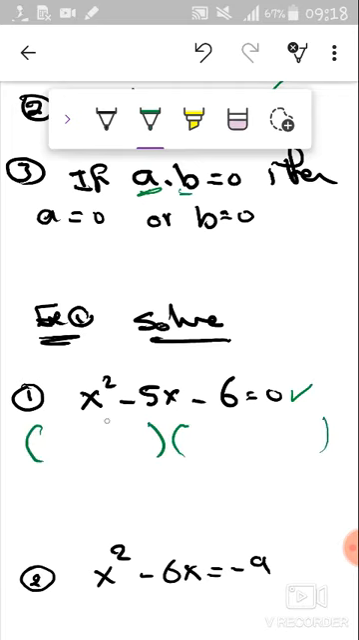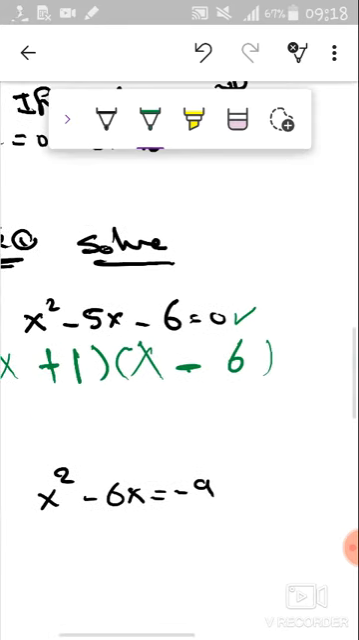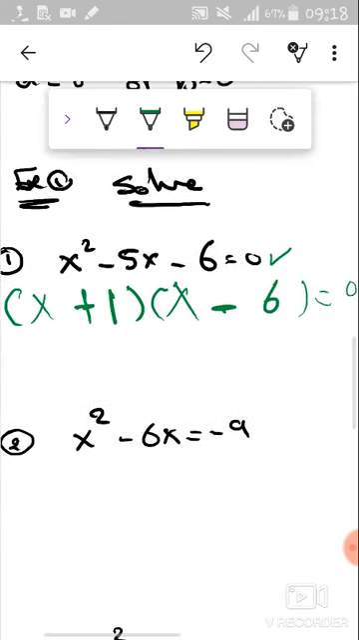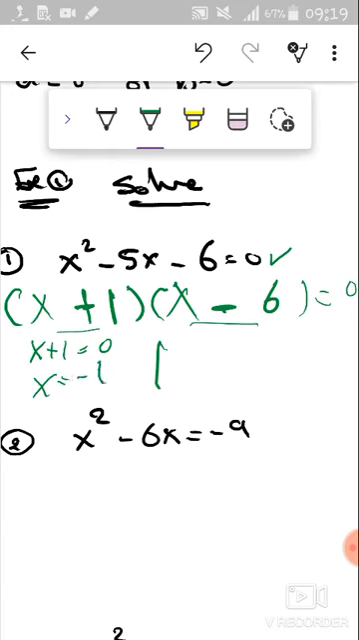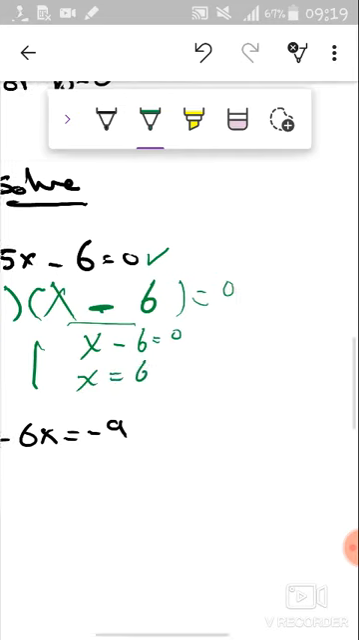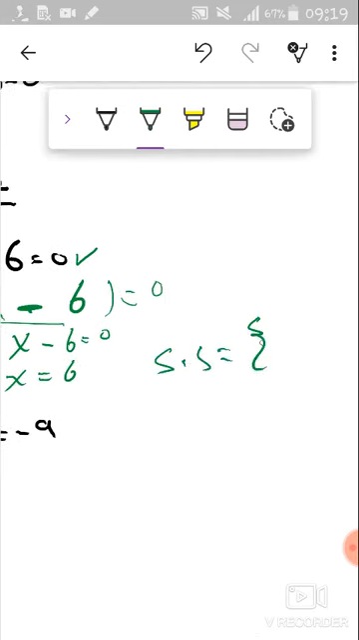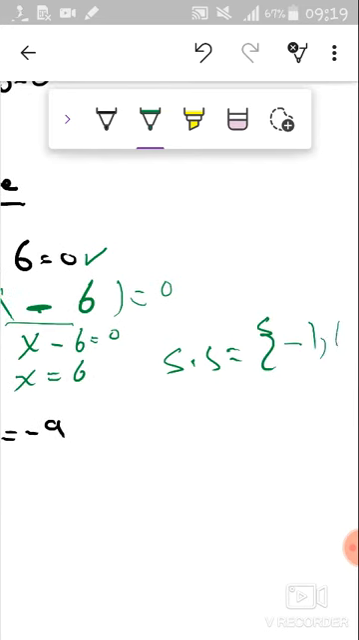as we had studied. X squared will be x times x. 6 will be 6 times 1, as the difference between them is 5. Negative will be with the 6 and the positive will be with the 1. The product of these two brackets is equal to 0. Here we have bracket times bracket equals 0, so one of them should be equal to 0. So x plus 1 equals 0, so x is equal to negative 1. Here we have x minus 6 equals 0, so the value of x is equal to 6. So the solution set here is negative 1 and 6.